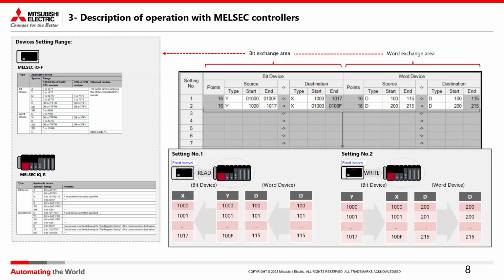In the example, we have organized the two settings in read and write to exchange the status of 16 bits. The Y1000 outputs are transferred to the X1000 inputs for both stations. Instead, for the exchange of word values, in the first setting, the Melsec iQ-F reads 16 registers from the Melsec iQ-R, from the D100 device. And vice versa, in the second setting, the Melsec iQ-F writes 16 registers on the Melsec iQ-R from the D200 device.